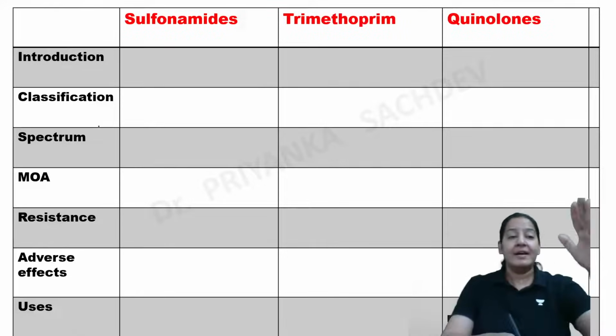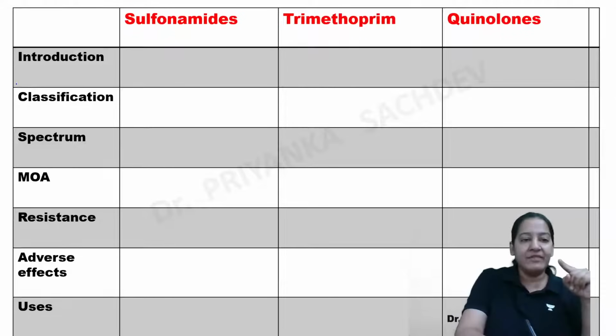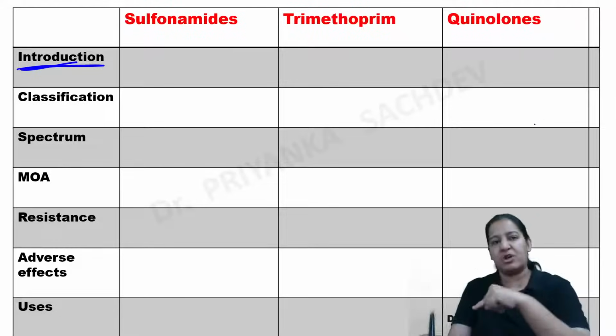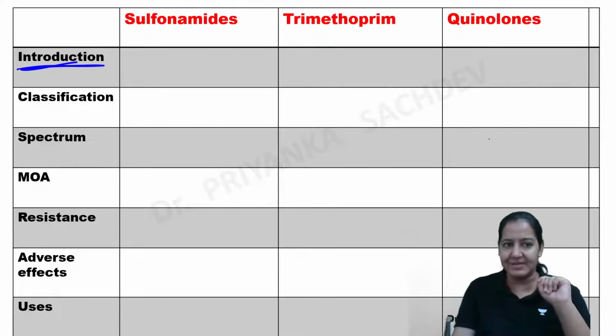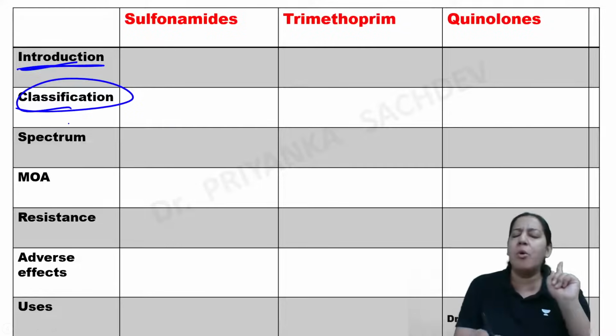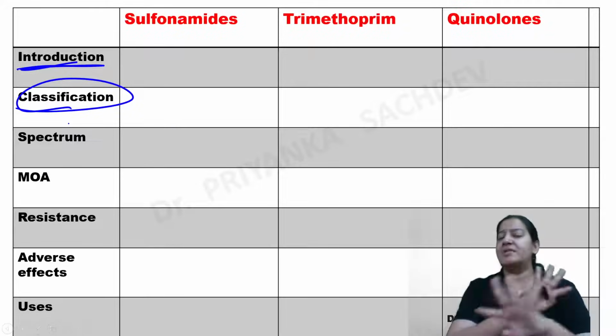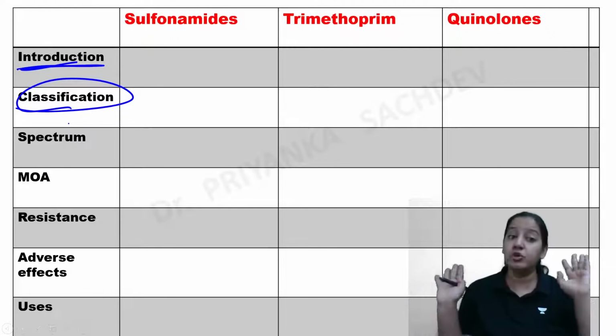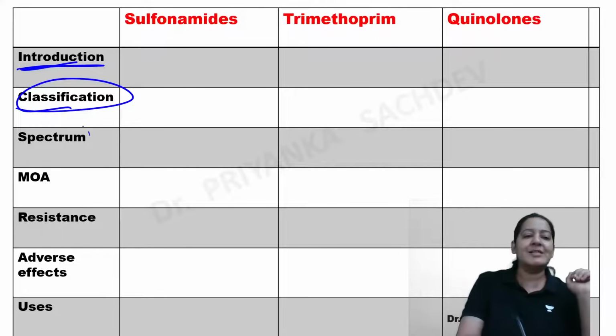The unique way is that the headings are fixed. So start with the introduction. In the introduction, tell me the structure or some important point about these categories. Then tell me the classification, which is the most important. You should know the classification of all antimicrobial drugs. Coming to the spectrum.